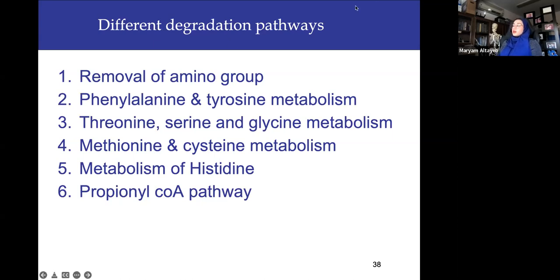Now we're going to talk about different degradation pathways. This is kind of similar to the different synthesis pathways. You can either remove an amino group, okay? There's specific metabolism of these molecules. So threonine, methionine, and cysteine, which I'm going to talk about again, and the propionyl-CoA pathway. Okay, so we're just going to go through these now.